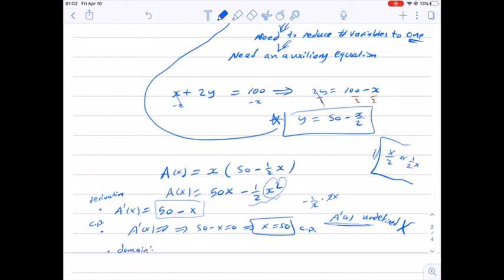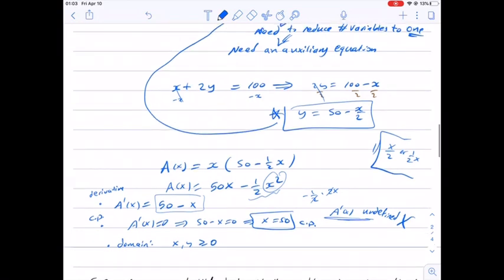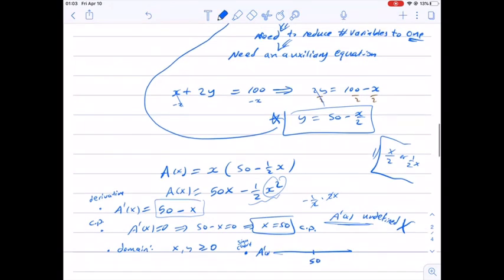Now, what is the domain? The domain of the variables x and y should be greater than or equal to 0, because these represent lengths. The length should be non-negative. Now we draw the number line, or we make a sign chart for A prime of x. So, sign chart, and we have the critical point here, x equals 50. Now we study the sign of A prime. A prime is this function. When we choose a value greater than 50, like 60, and plug it into A prime, we get a negative value. And when we choose a value less than 50, like 1, and plug it into A prime, we get a positive value.